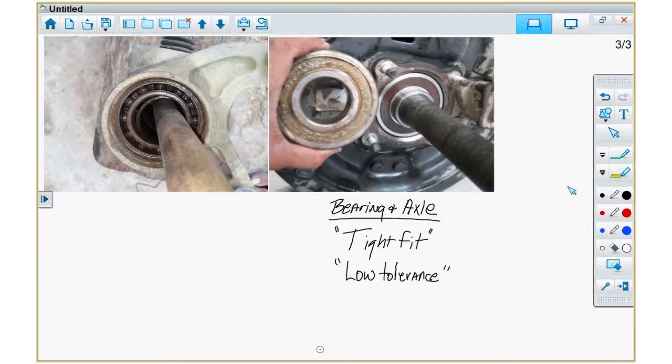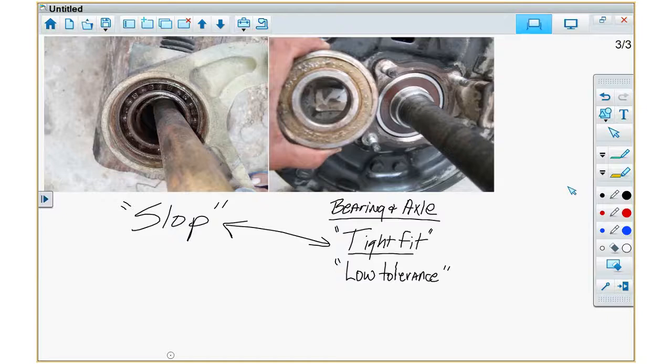Take the axle, put it in a vise, or put it on the ground and let somebody hold it, and then you take the bearing, put the wooden block on it, and tap it on. The tolerance is so low that you're actually squeezing the bearing onto the axle. That gives you what? The tight fit. Why do you need a tight fit? Because if you don't have a tight fit, that thing is going to do RPMs and RPMs and RPMs. It's going to get hot. And if you don't have low tolerance, you're going to get the opposite of the tight fit, which is what? Slop. Think of it like this.